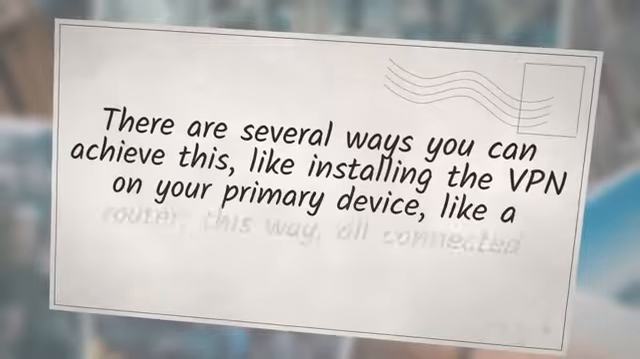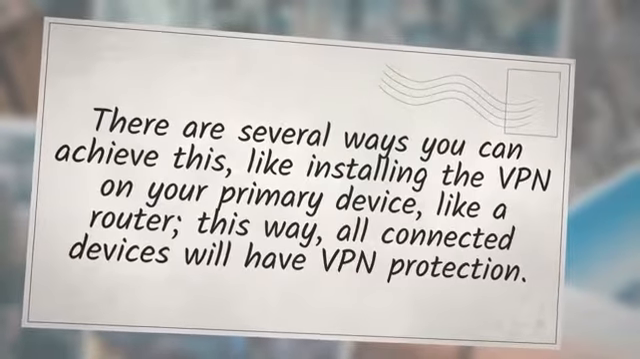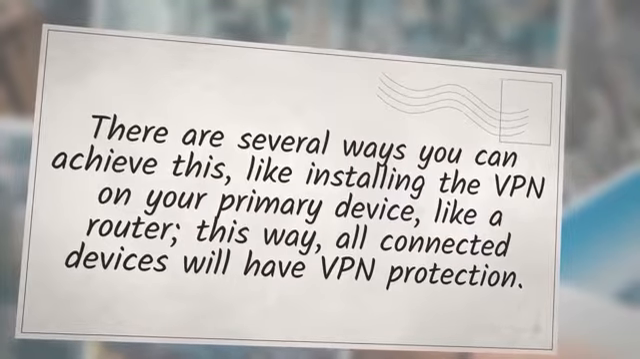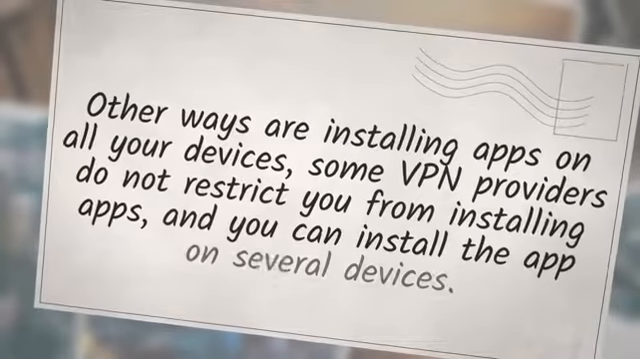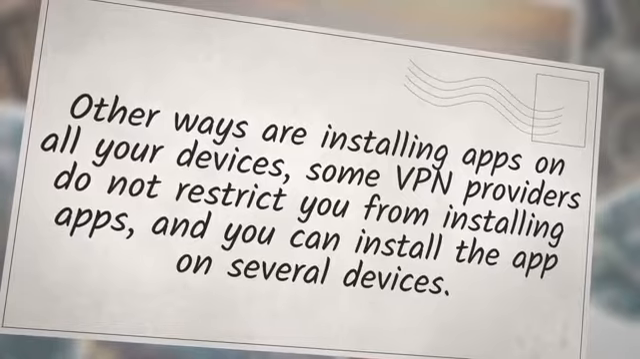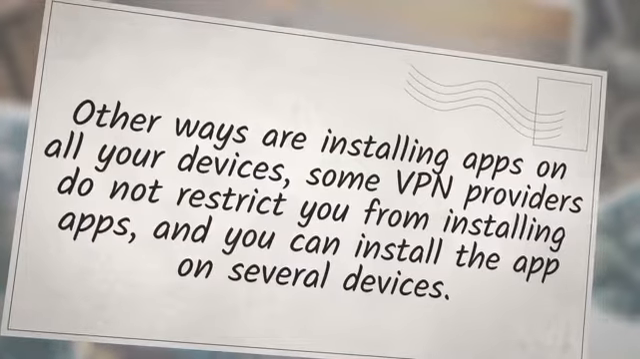So the short answer is unlimited devices. There are several ways you can achieve this, like installing the VPN on your primary device, like a router. This way, all connected devices will have VPN protection. Other ways are installing apps on all your devices. Some VPN providers do not restrict you from installing apps, and you can install the app on several devices.